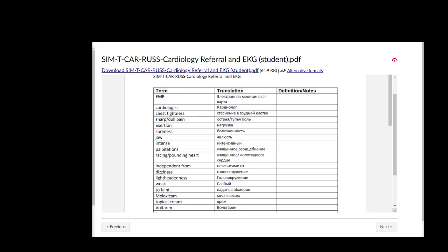EMR. A hint for number 1 is EMR is electronic medical record. Cardiologist. A hint for cardiologist is the doctor that specializes in the heart. Tightness in the chest or chest tightness. Sharp pain. And dull pain. Exertion. A hint for exertion is, another way of saying it is while you are active. Jaw. Intense.